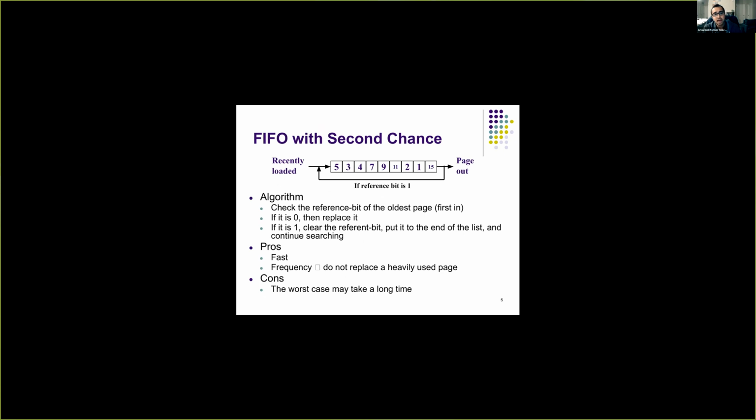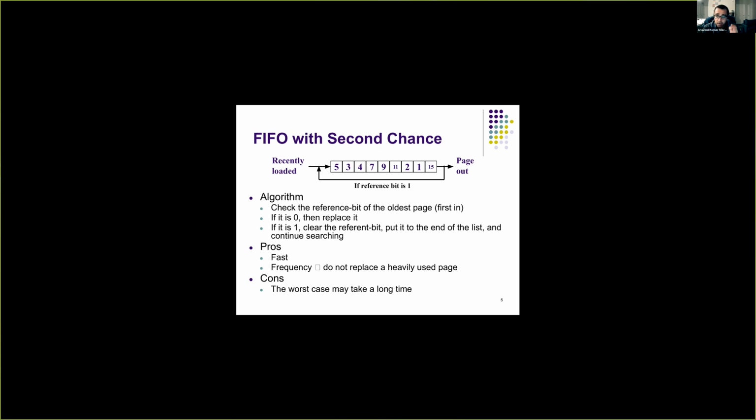So in the last class, we actually looked into a couple of page replacement algorithms. We ended with FIFO, first in, first out, with second chance. So here, the algorithm is first in, first out. However, we make a small modification to the algorithm. Here, what happens is we take the oldest page, and instead of blindly replacing the oldest page, we check the reference bit of that oldest page.